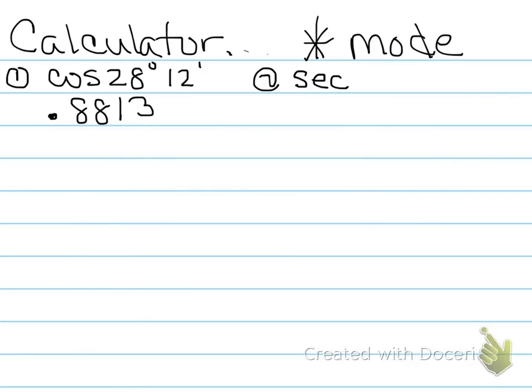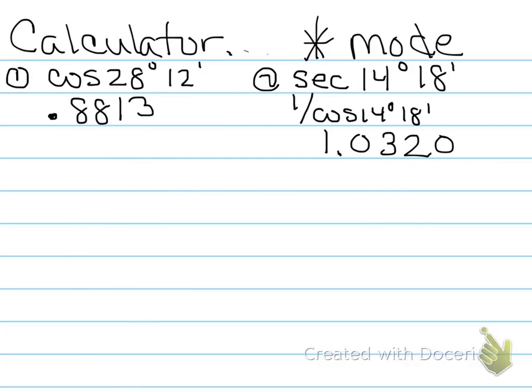Let's try again. The secant of 14 degrees, 18 minutes. Go into your calculator. What is secant? Oh, that's just 1 over the cosine of 14 degrees, 18 minutes. So 1 divided by cosine, open parentheses, 14 second apps degree, 18 second apps, number 2 for minutes, close it, and we get the decimal approximation of 1.0320. Kind of getting the hang of this?